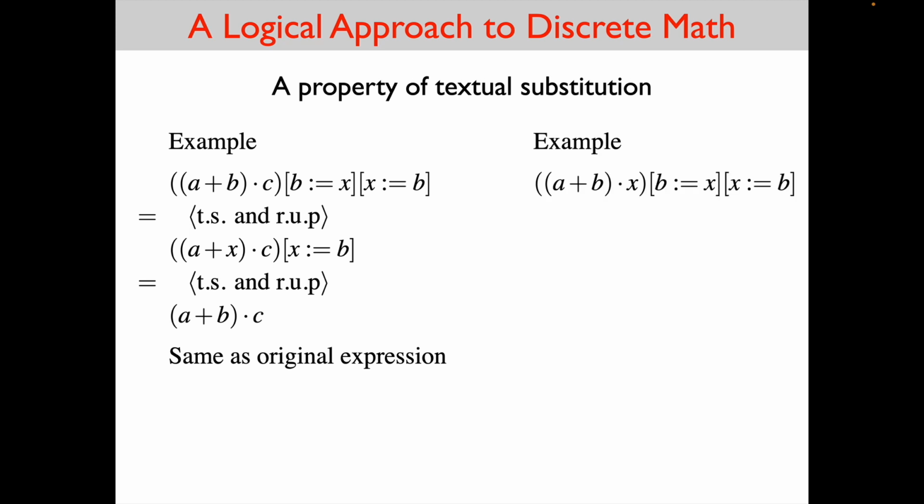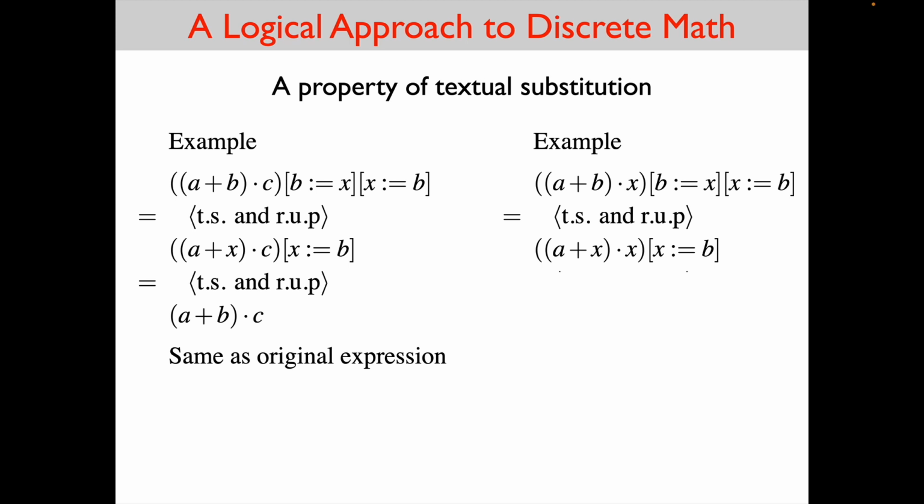In this example, we don't have the same expression. We have a + b * x. And then we have the textual substitution first, b replaced by x, and then after that we do x replaced by b. Now, what are the steps in this example going to be? Well, first step, textual substitution and remove unnecessary parentheses. And everywhere there is a b, we replace it with x. So, do you see what's going to happen in the next step? It's going to be a + x * x, and then on that we have to do textual substitution x replaced by b.